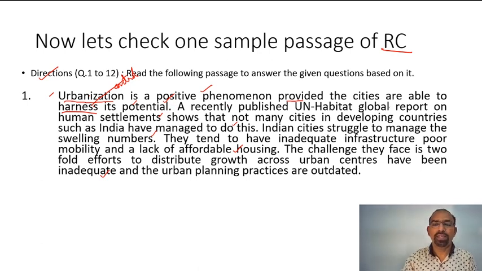A recently published UN Habitat Global Report on Human Settlements shows that not many cities in developing countries such as India have managed to do this. This global report is done by UN Habitat. The report shows that, whose report? UN Habitat Global Report. That shows that not many cities in developing countries such as India have managed to do this. They failed to do this harnessing. Indian cities struggle to manage the swelling numbers. Swelling means something that is increasing, the increasing number of population. Indian cities struggle to manage it.